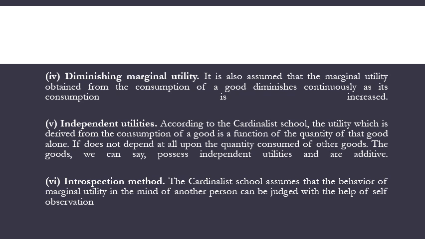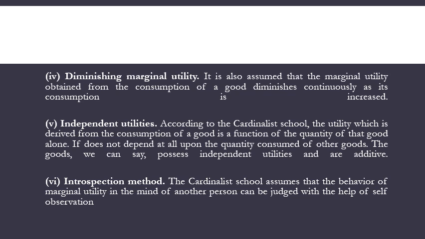And the fifth assumption states independent utilities. According to this cardinal theory, the utility derived from the consumption of a good is a function of the quantity of that good alone. That means the only thing which affects the utility or satisfaction is the quantity of that good. That's the only thing which affects the consumption. If it does not depend on the quantities consumed of other goods, we can say the goods possess independent utility and are additive.